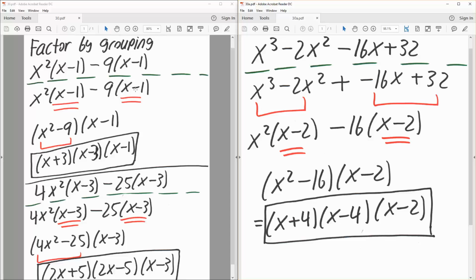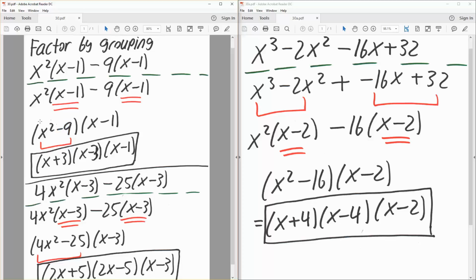And what we notice here is that what's common is x minus 1. X minus 1 is here, and x minus 1 is here. And so by factoring by grouping, we could say (x squared minus 9) times the common term, times (x minus 1). And this makes sense because x squared times this is this, minus 9 times this is this. And that's why it works.